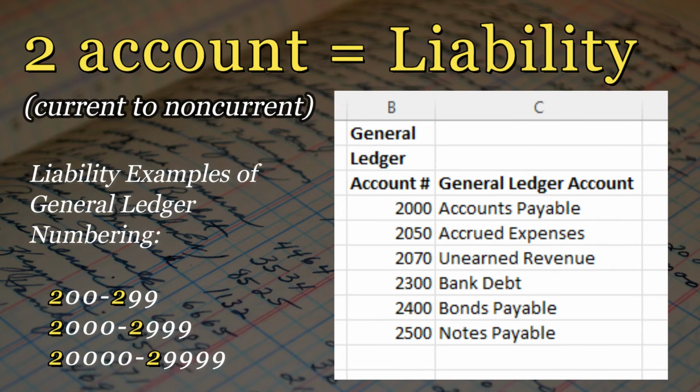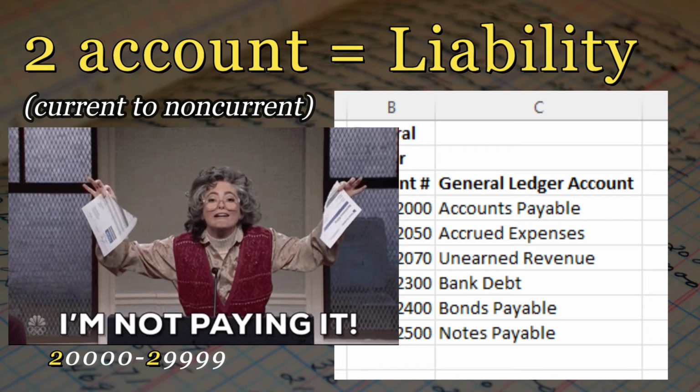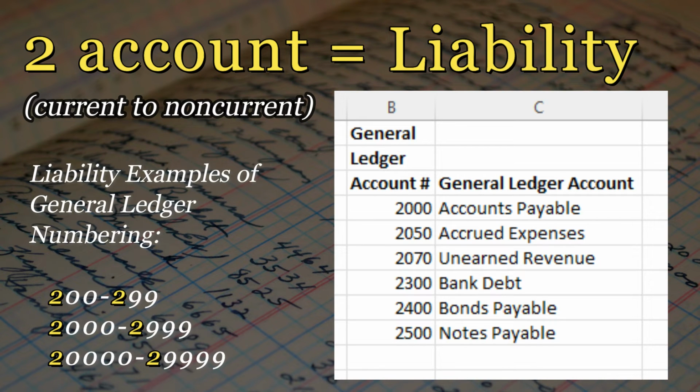Your 2 accounts are going to be your liabilities, whether that's 200, 2,000, 20,000, whatever your company uses or whatever you're potentially setting up. You see a number 2 in front of your general ledger account, that is a liability. Another best practice for general ledger accounts in regards to liabilities is to number them in order from current to non-current liabilities, or another way of putting that is which ones are due sooner rather than later.